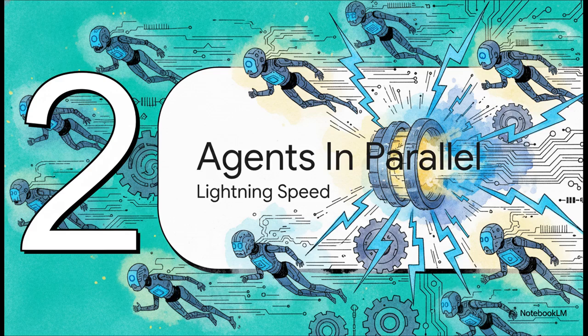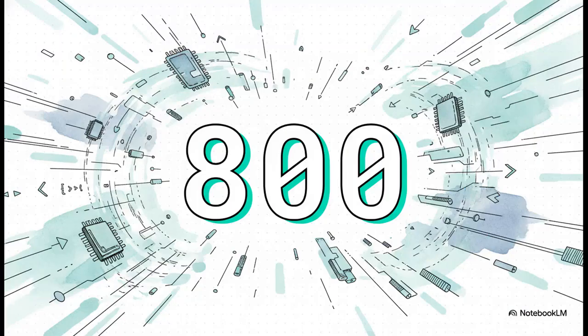Moving right along to Section 2, agents working in parallel. The engine driving these agents is just nuts, and it's what makes this a true powerhouse. Running on Google's new Gemini 3.5 Flash model, it's pumping out code at an astonishing rate of nearly 800 tokens per second. 800! That sheer speed makes certain development workflows feel up to 12 times faster than the traditional AI coding tools you might be used to.